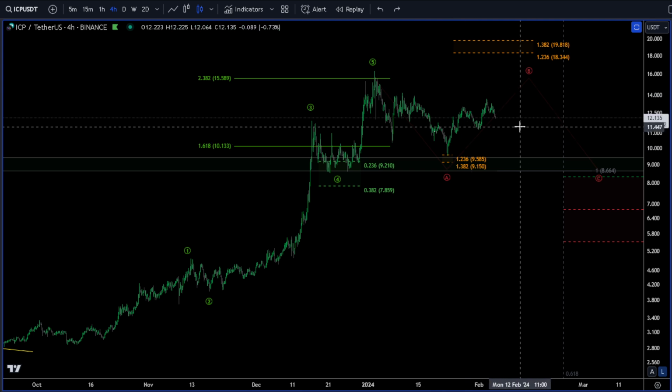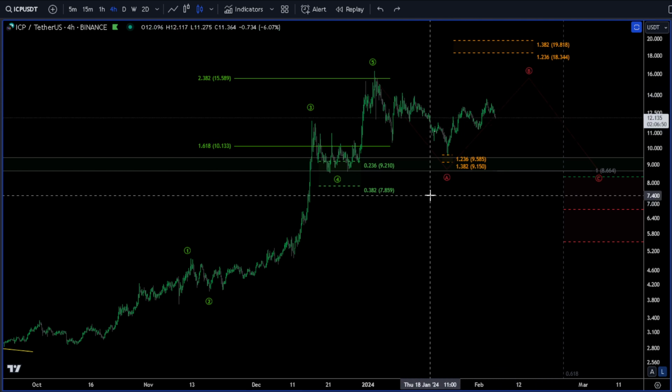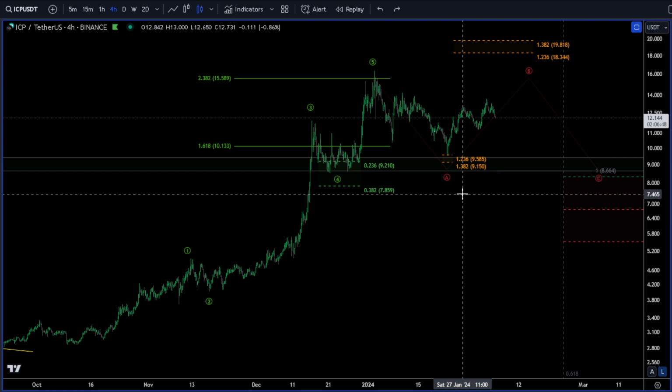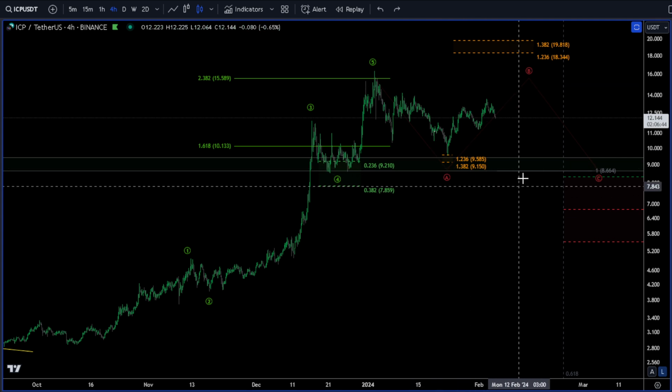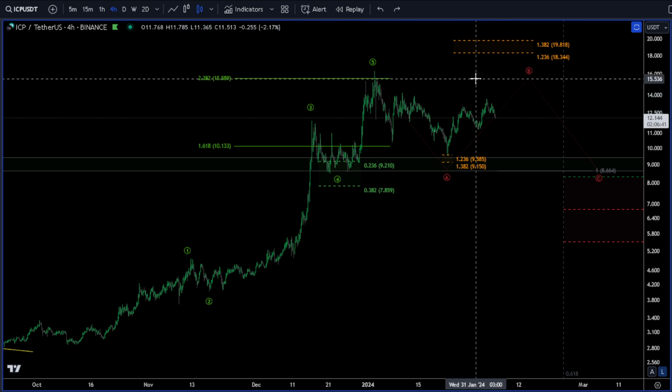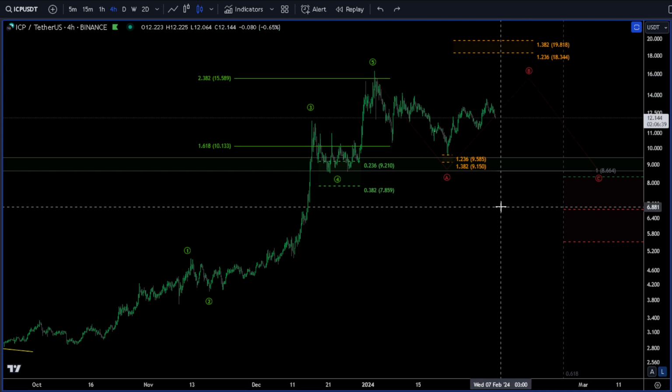Secondly, we could get some sort of triangle. It goes against guidelines though, because we don't usually get triangles in wave 2s. We usually get them in wave 4s or as a B wave, in either a zigzag or a complex correction as an X wave.